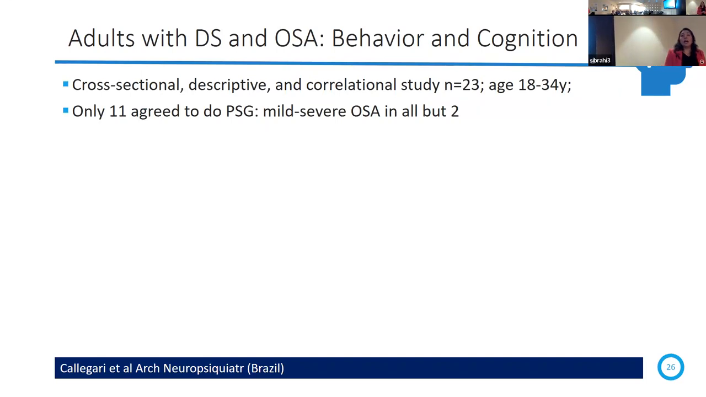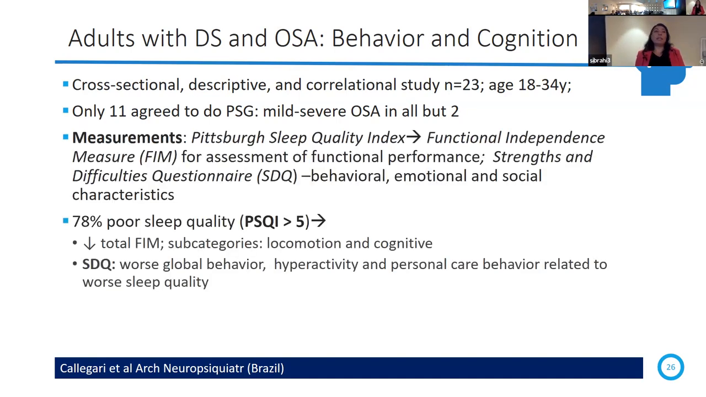And what about adults? So here's a cross-sectional descriptive study, and only 11 agreed to do PSG. You'll see that some of these studies are fraught with difficulties with recruitment, which is very common. But I think they did a rather good job using validated measures: the Pittsburgh Sleep Quality Index, and seeing how that and the PSG affected outcomes such as the Functional Independence Measure and the Strengths and Difficulties Questionnaire.